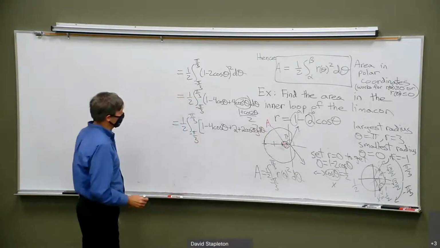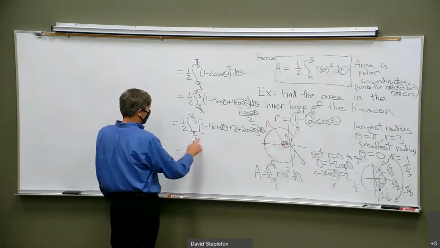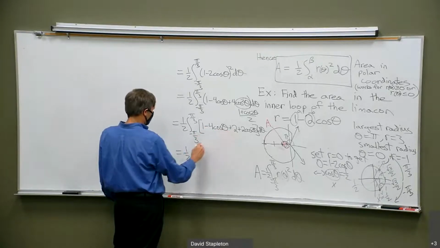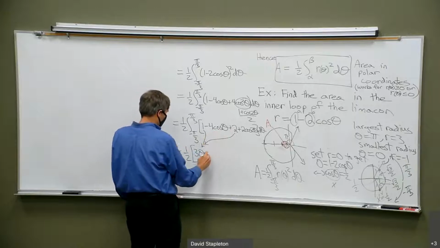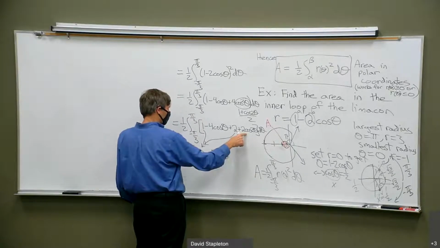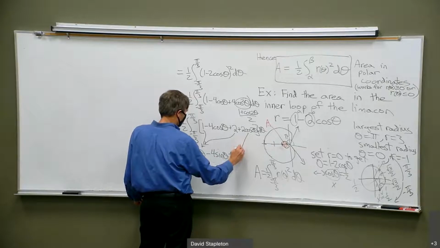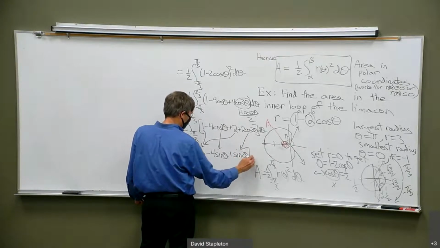This one has the area of the inner loop. Let's call it 1/2. Now integrate this: 1 plus 2 is 3 theta. The integral of minus 4 cosine theta is minus 4 sine theta. The integral of 2 cosine 2 theta is sine 2 theta. And I need to plug in minus pi over 3 and pi over 3.